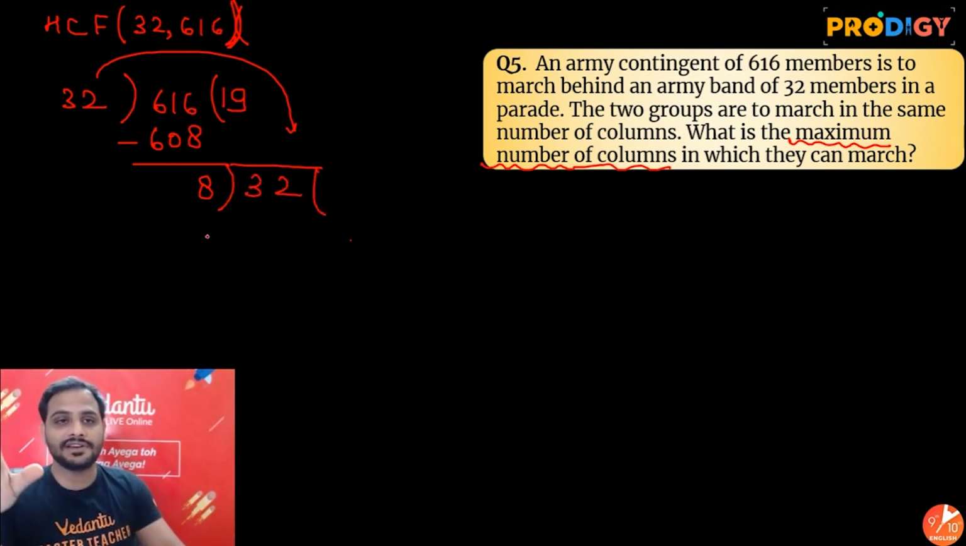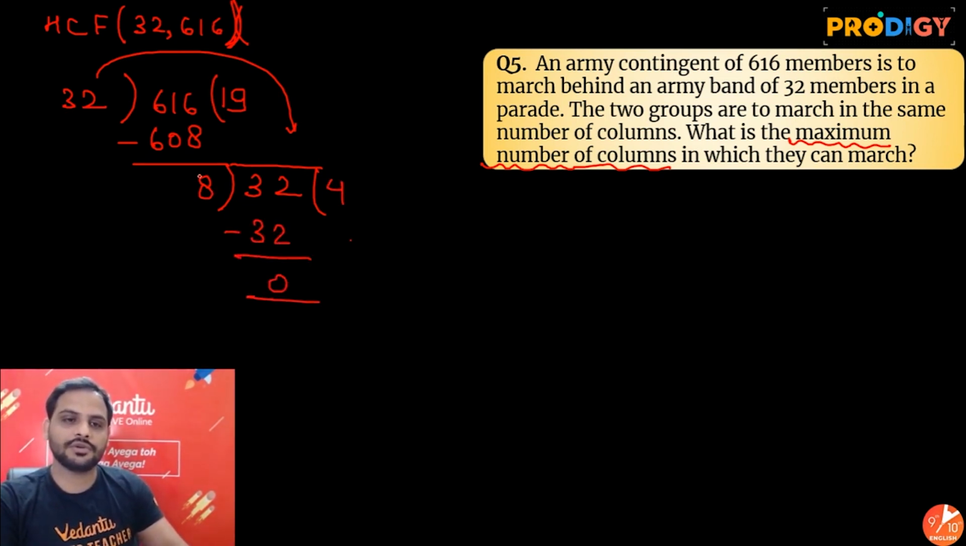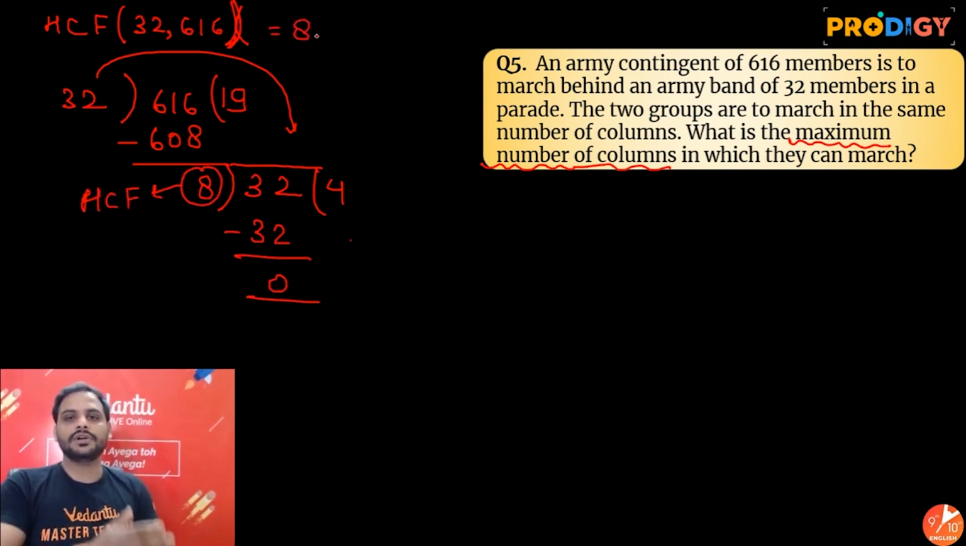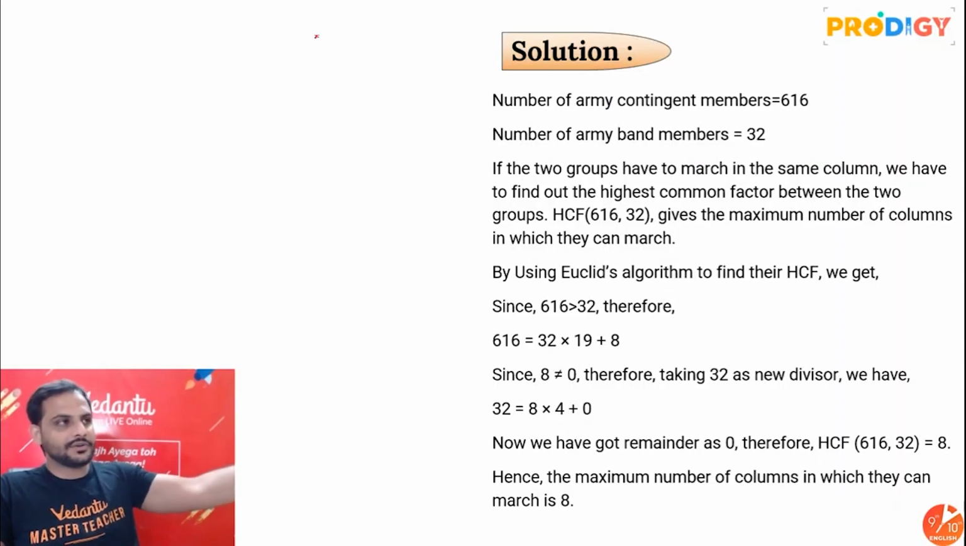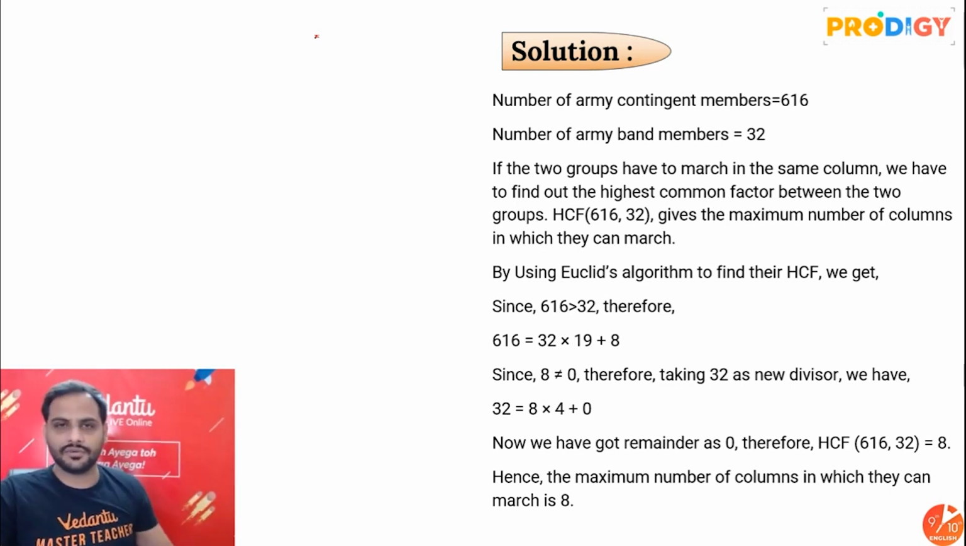Sometimes Euclid's division algorithm solves HCF of bigger numbers very easily. So 8 4s are 32. Remainder is 0. Division over. HCF is the divisor of the last step. So the maximum columns which they can make will be 8. Simple. 8 columns, so 8 4s are 32. With 8 columns they will get 4 rows, and the 616 members also in the form of 8 columns will get some rows.